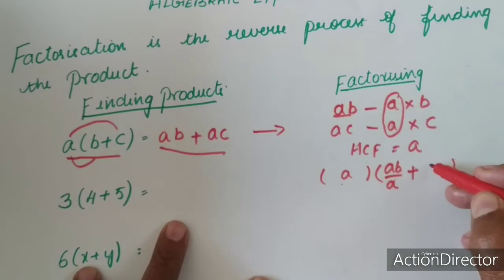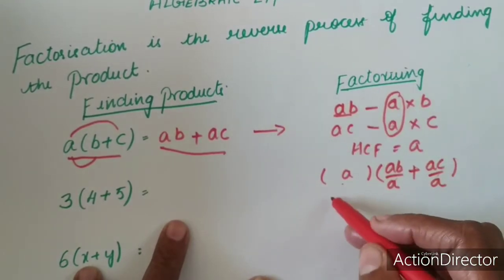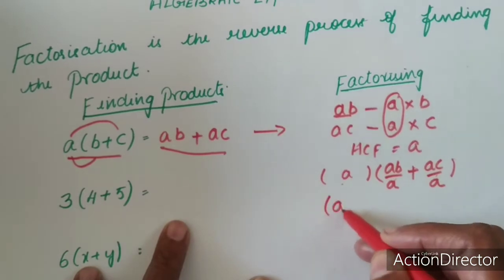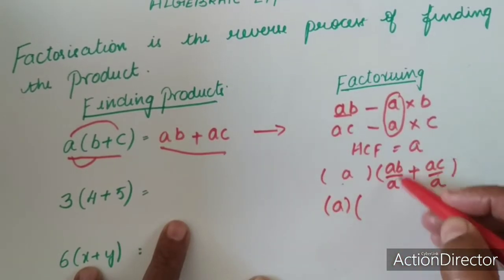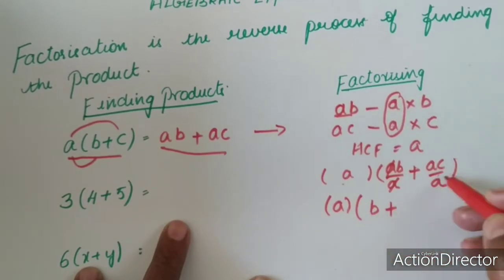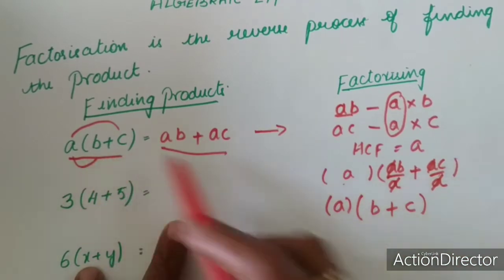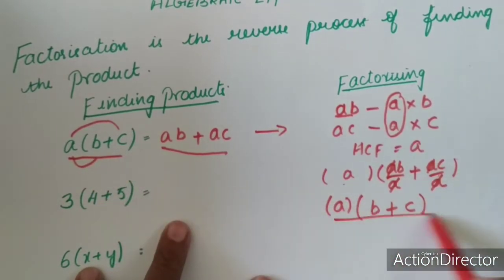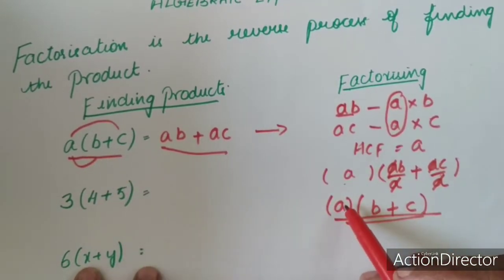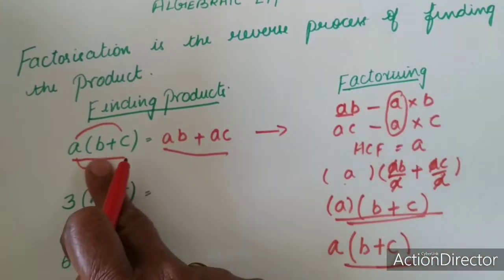What is the second term? AC divided by A. So when I simplify, I get A into, what is AB divided by A? A and A will get cancelled, so I'll get B, and here A and A will get cancelled, I'll get C. So are you getting back the original form over here? If it is a single term, there is no need of putting a bracket. So my answer will be A into B plus C. So I am getting the original form.